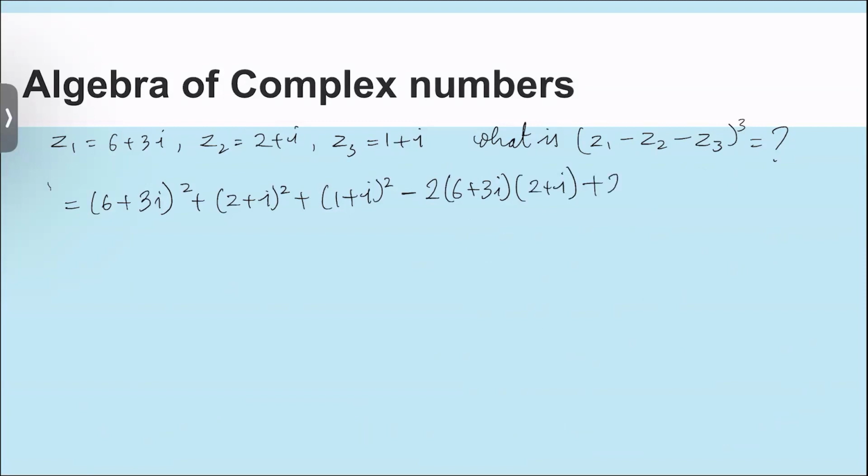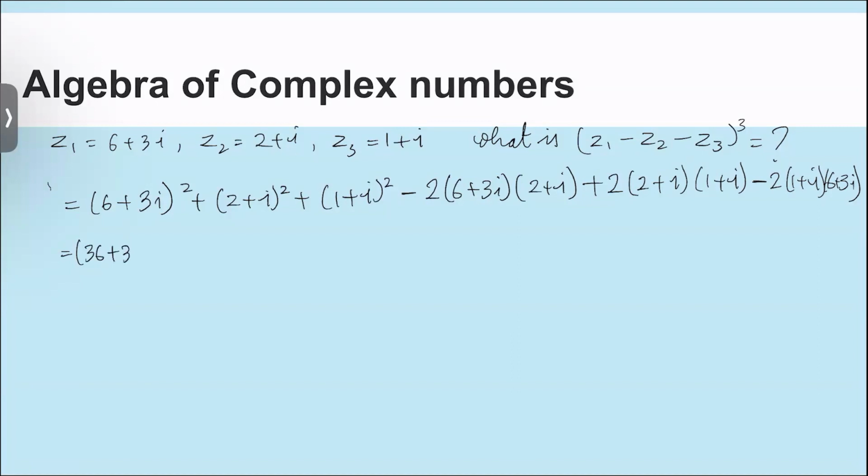Then you have plus 2 z2 z3. So 2 plus I and 1 plus I. And then again you have minus 2 z3 z1. So 1 plus I and 6 plus 3i. Okay, so let's expand them all.